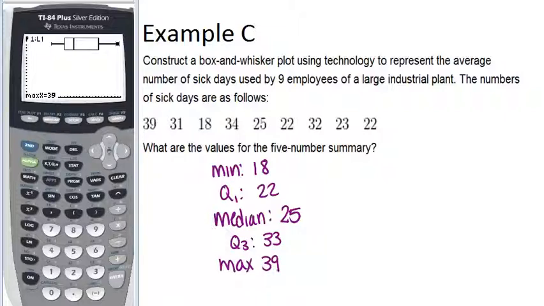So that's it. So the calculator makes it pretty easy to analyze the data using the box and whisker plot. All you really need to do is enter it in.